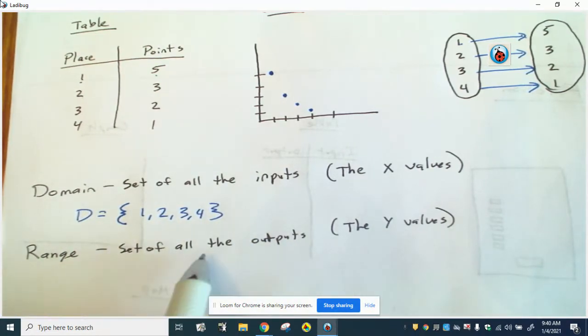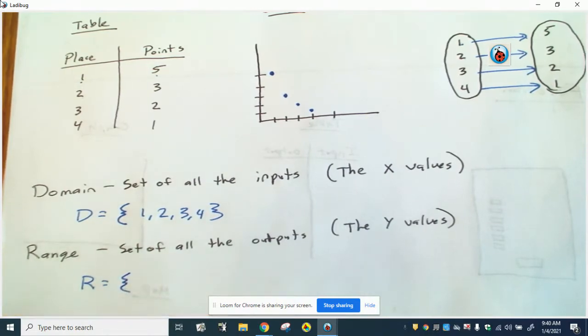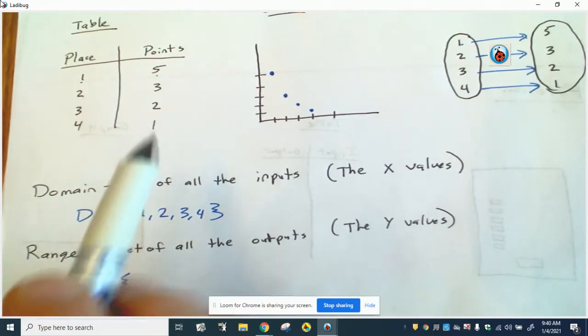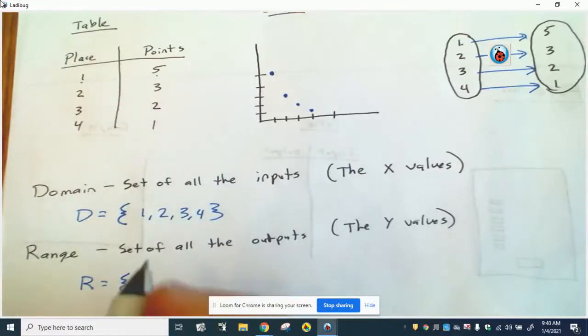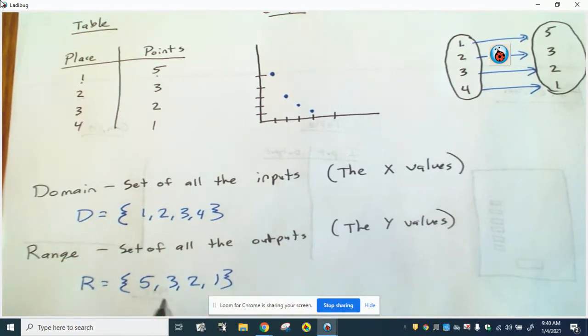The range is the set of all the outputs. It's the y values. Okay, so we would say the range is, and again, we would use that fun little parenthesis, and we just list all the y values. So it'd be 5, 3, 2, and 1. Okay, it's basically just what are all the x values and what are all the y values for that relation.